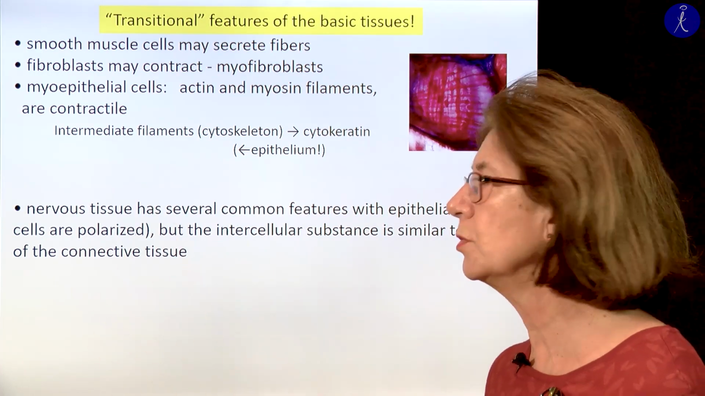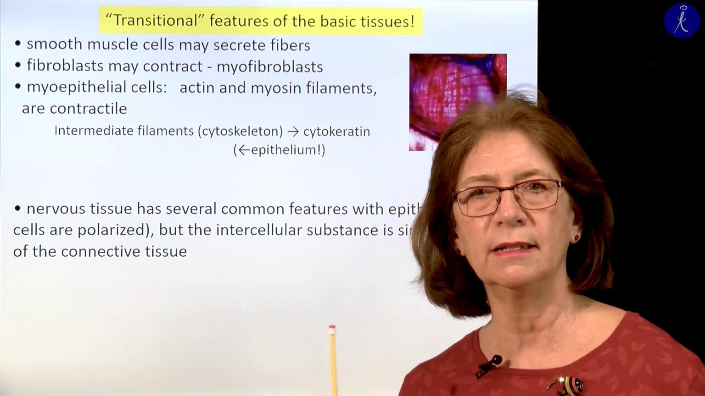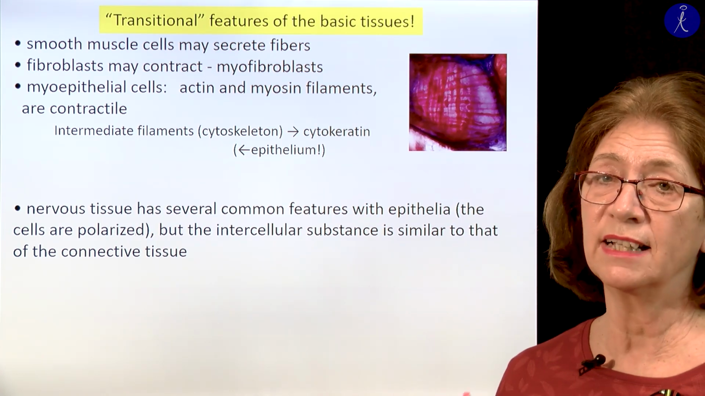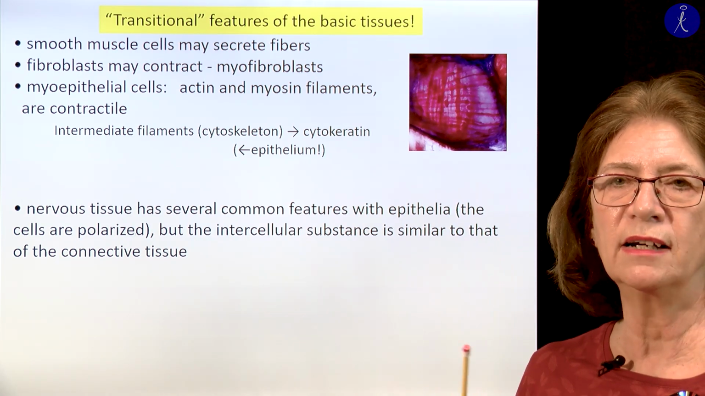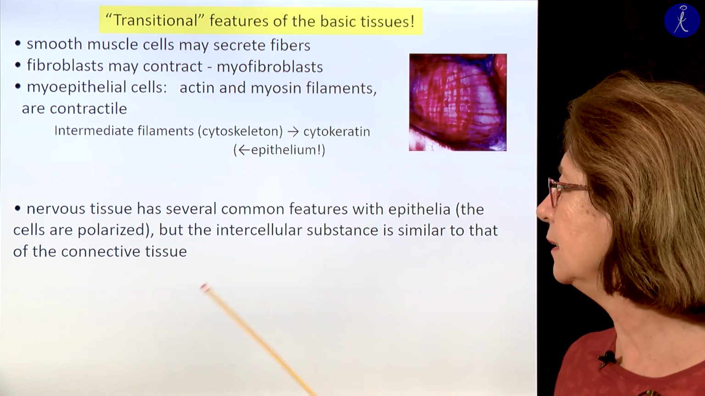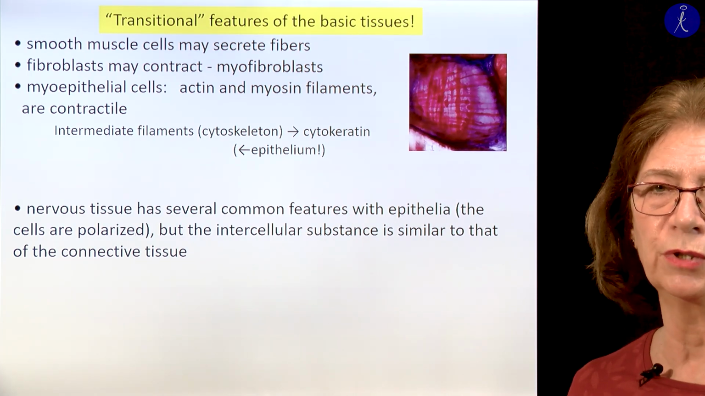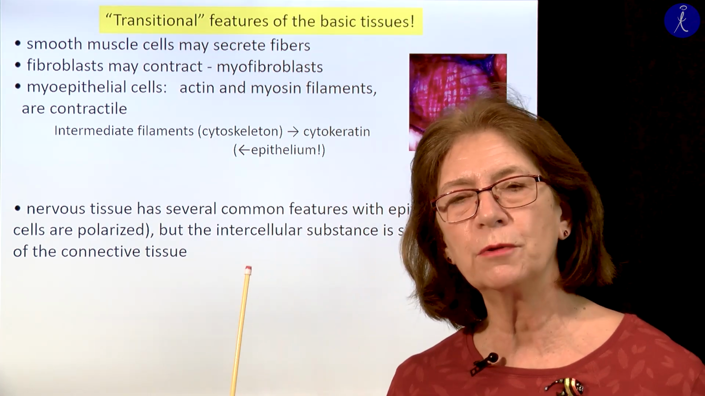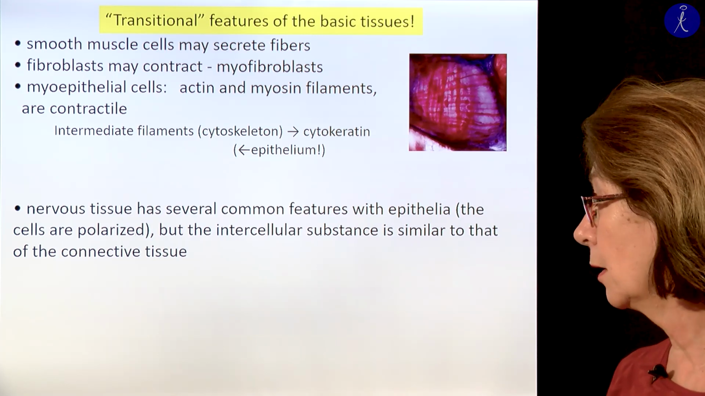The nervous tissues also have common features with epithelia, in the sense that both of them are polarized. Or the nerve cells and glial cells don't fit on each other compactly, so there are intercellular spaces, and in this intercellular space, the substance is very similar to that of the connective tissue. So these tissues are kind of separated from each other, but still are connected through these common characteristics.